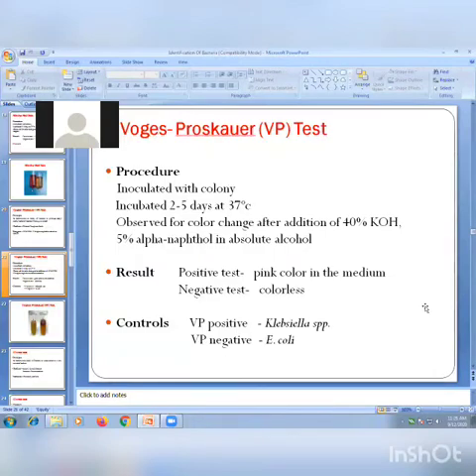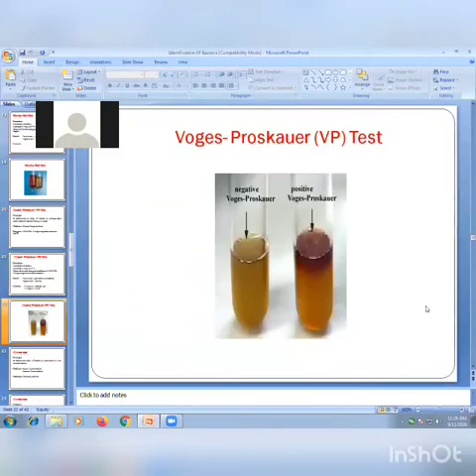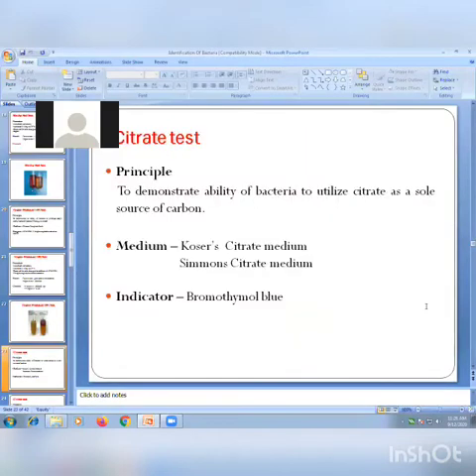Controls: VP positive, Klebsiella. Klebsiella species are VP positive. VP negative, E. coli. Again, among Vibrio, El Tor type of Vibrio is VP positive, and classical Vibrio is negative. Again, here is the difference between the biotypes. Now, you observe the Voges-Proskauer test here. Negative test, colorless ring, while pink-red coloring at the surface indicates the positive test.